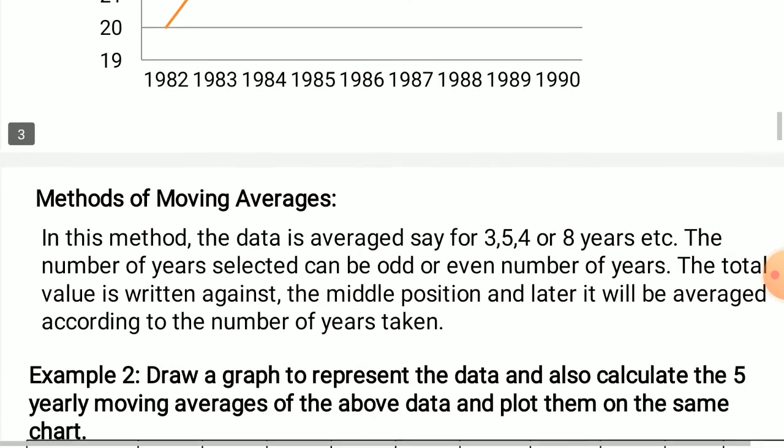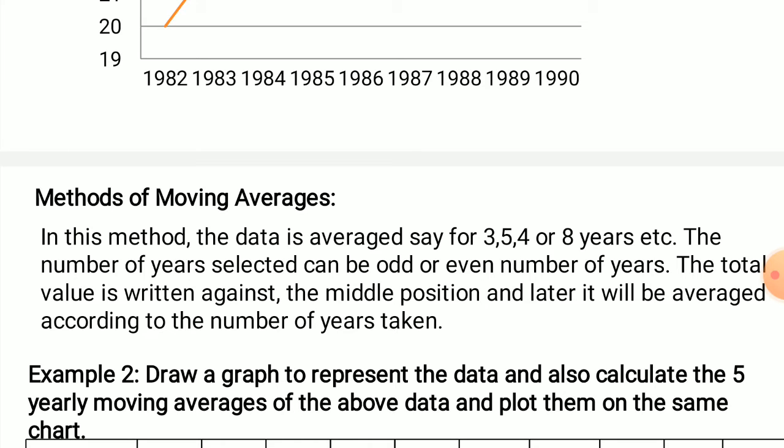And now the other method is the method of moving average. This is another method of finding the secular trend, and that can also be used for drawing the trend.